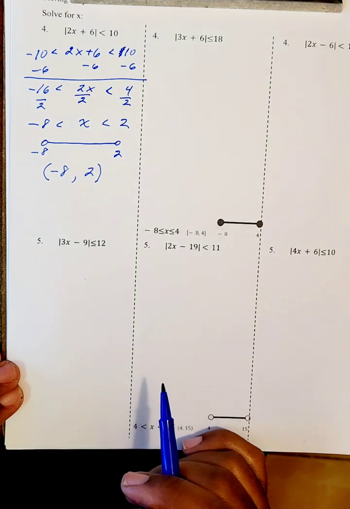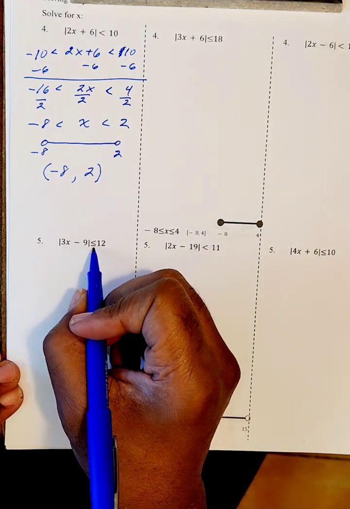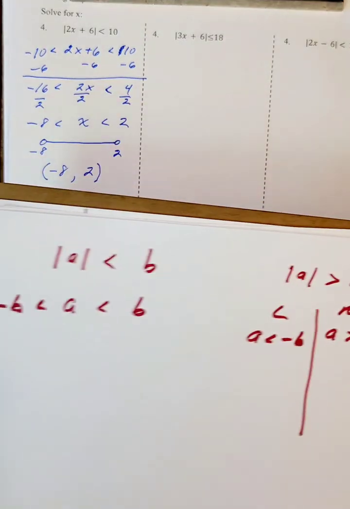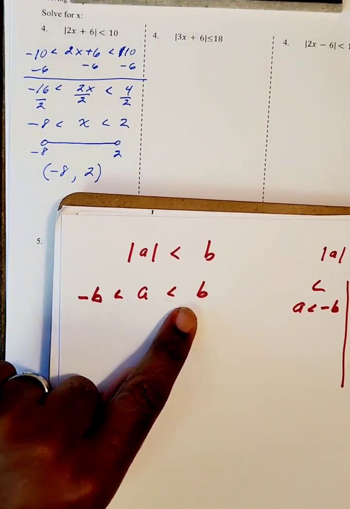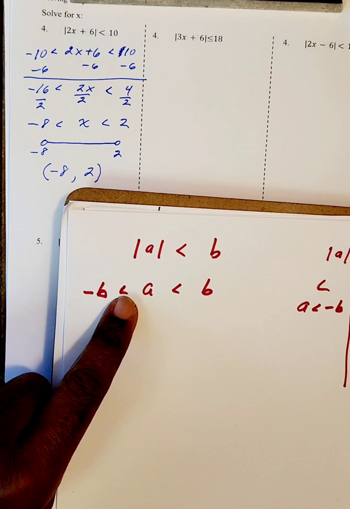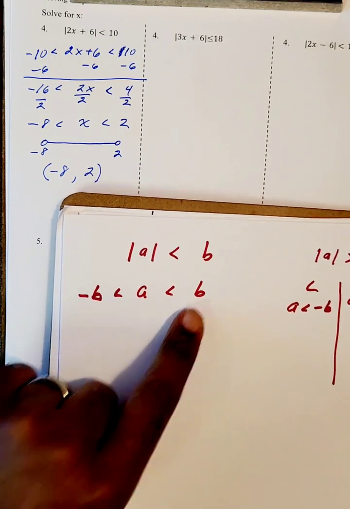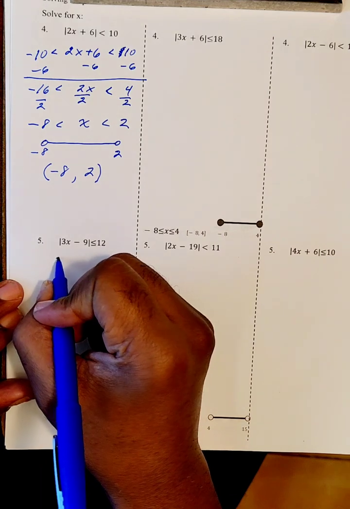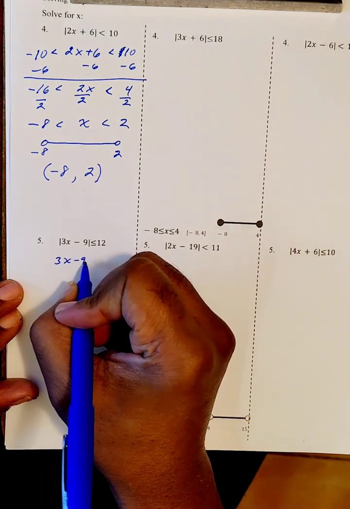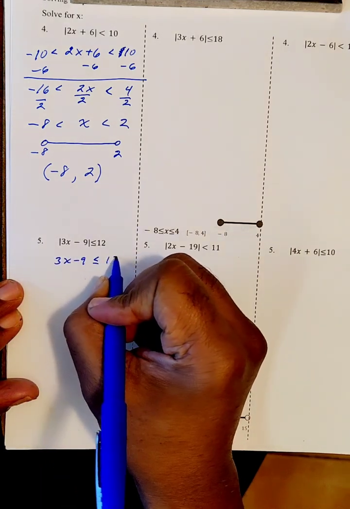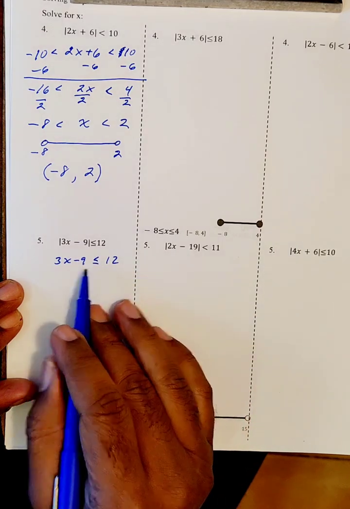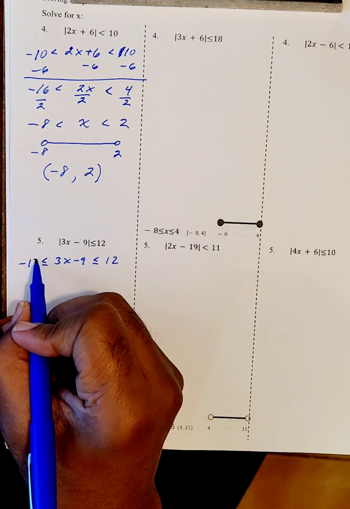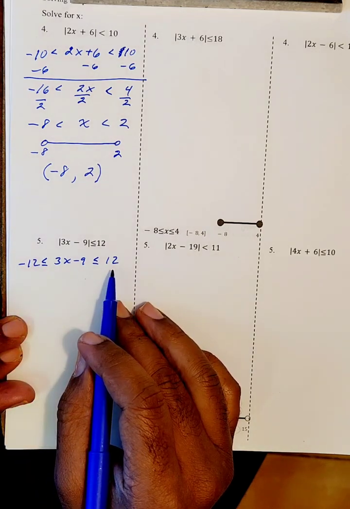Now number 5, same thing. This is a less than, so we're going to use the rule where we're going to remove the absolute value signs and then add another inequality on the other side and take the opposite of the number here. So this will be 3x minus 9, and that's less than or equal to 12. And we're going to repeat the sign here, less than or equal to, and then we'll put a negative 12 on this side, which is the opposite of positive 12.